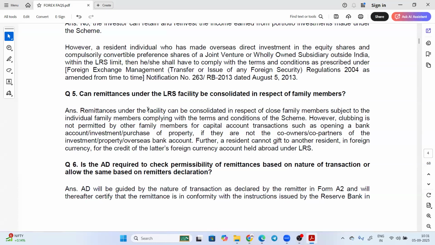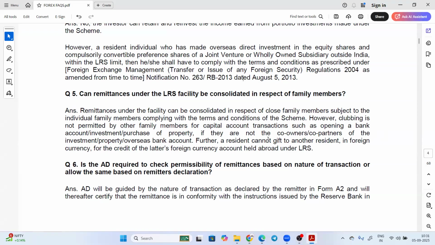Okay. So remittance under the facility can be consolidated in respect of close family members, subject to the individual family member complying with the terms and conditions of the scheme. However, clubbing is not permitted by other family members for capital account transactions such as opening a bank account, investment, or purchase of property, if they are not the co-owners or co-partners of the investment, property or overseas bank account.